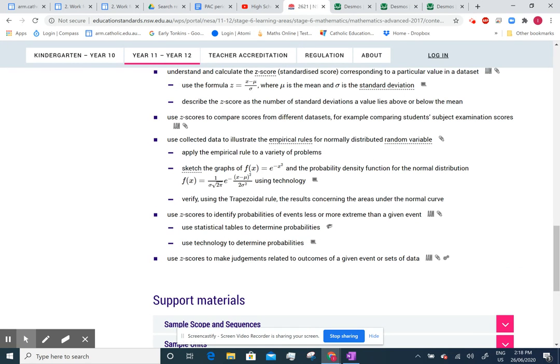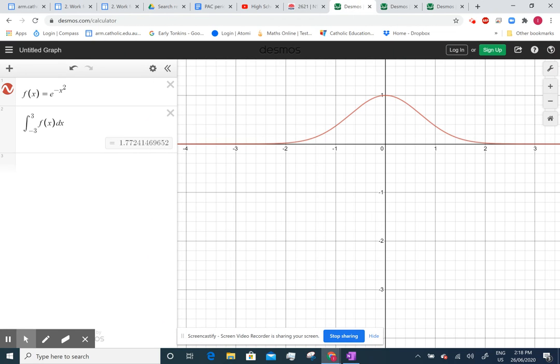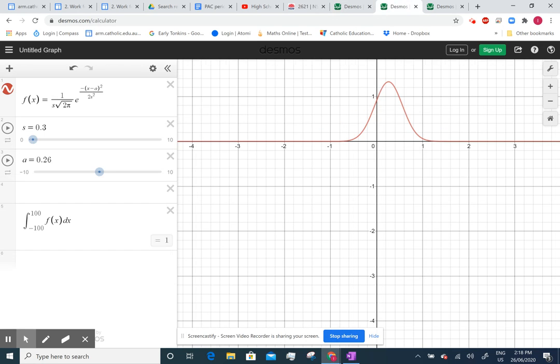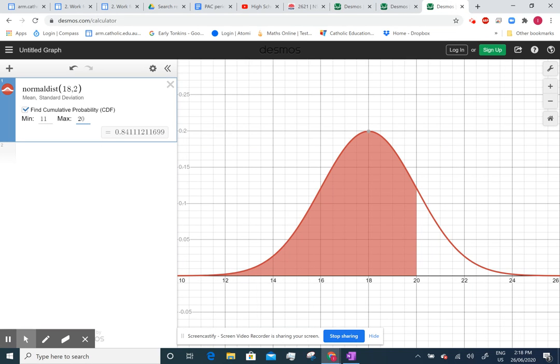So there are those two things. There is the graph of f of x equals e to the minus x squared. It's not a probability distribution function. However, if we put it in that form, we get a probability distribution function. But if you type in normal dist, you can type in any mean, any standard deviation. You can find the cumulative probability via the cumulative distribution function, and it calculates it for you. Okay, good luck with that.